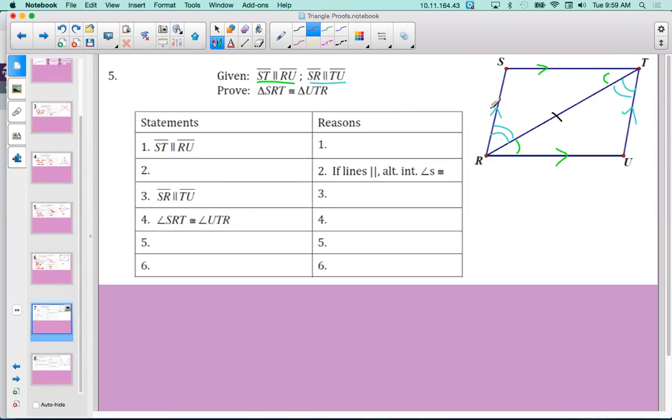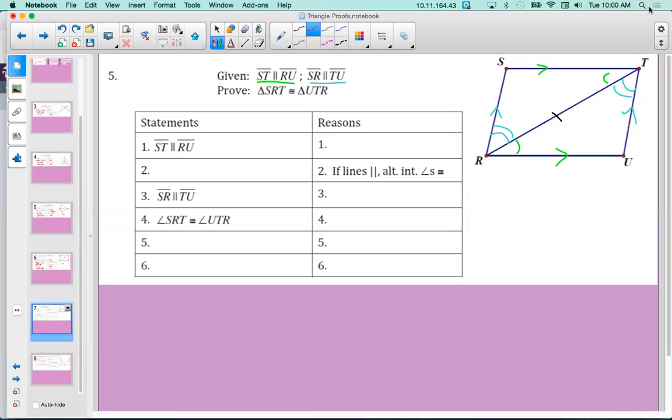I marked these as parallel because we're given that they're parallel. That's what these arrows are for. And then we can also mark that these angles are going to be congruent to each other. That is what parallel lines imply. They imply congruent angles. Now, how can we say they're congruent? They're congruent because they're alternate interior angles. If I look at ST and RU and this line down the middle as the transversal, then angle STR will be congruent to angle URT because they're alternate interior angles.